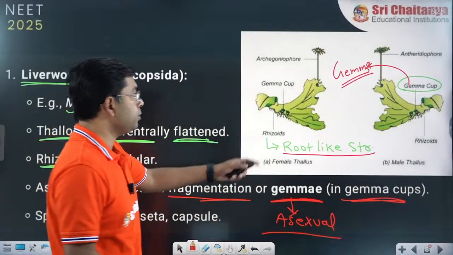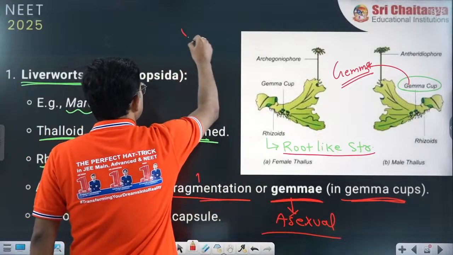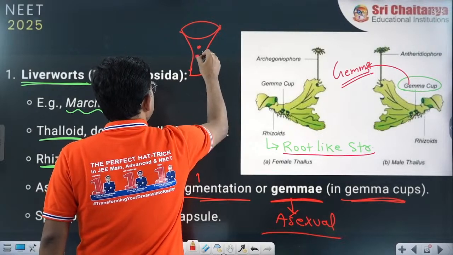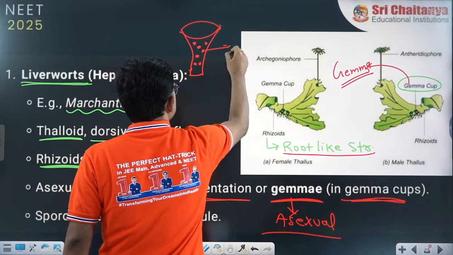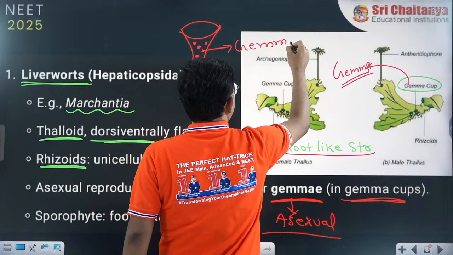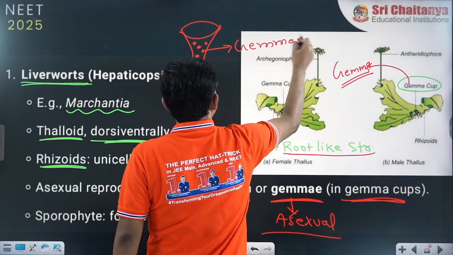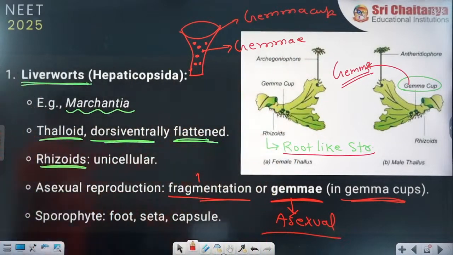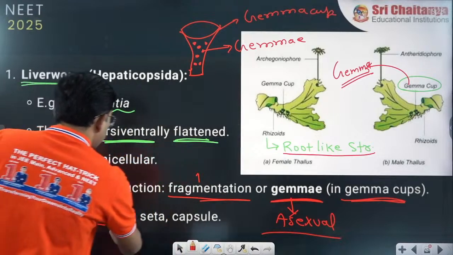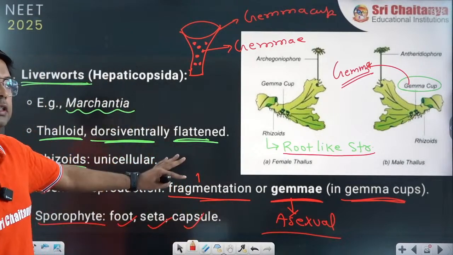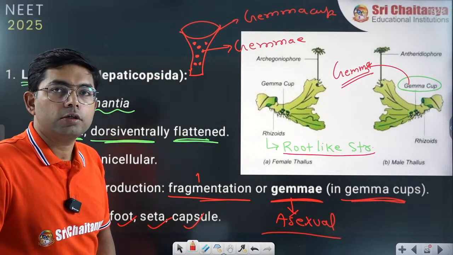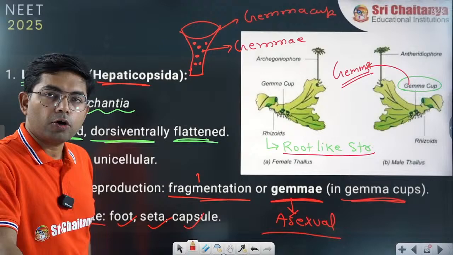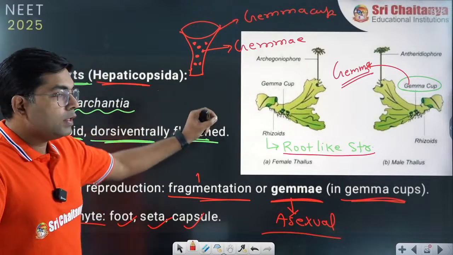Where is gemma found? Gemma is found in a gemma cup. What is a gemma cup? It is a cup-like structure, as you can see, in which multicellular gemma is present. This you will call gemma, and this is the gemma cup. Clear? Then here also the sporophyte is divided into foot, seta and capsule. Now, what is the distinct character of liverwort? First, liverwort is also called Hepaticopsida, right? One of the examples is Marchantia.